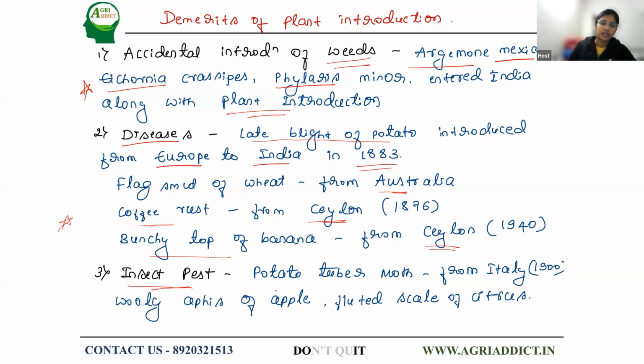So insect pests, what are the examples? Potato tuber moth, it is from Italy. Important. Okay. So woolly aphids of apple and fluted scale of citrus have also been introduced through plant introduction.